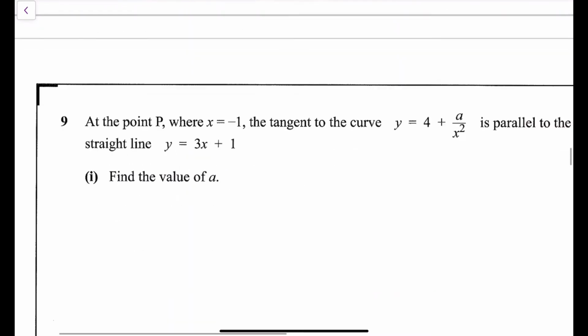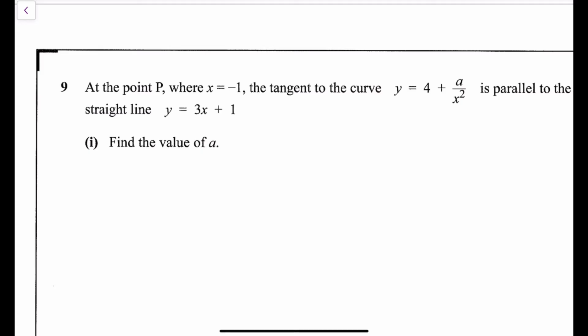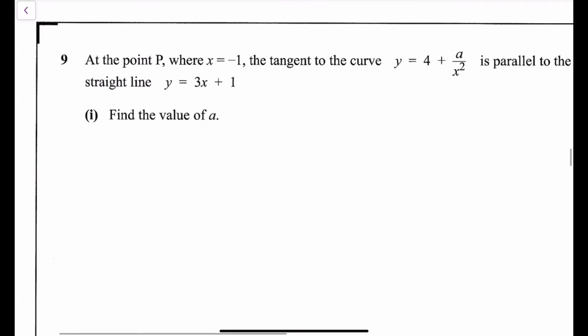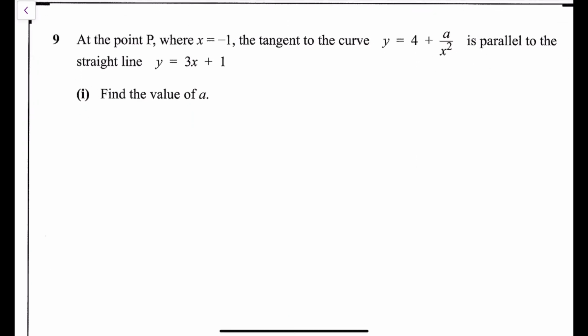Okay, where are we on to now? Question 9 of what seems like 100 questions. Right, it says, at a point P, where x equals minus 1, the tangent to the curve is parallel to the straight line y is equal to 3x plus 1. This thing here has a gradient of 3.